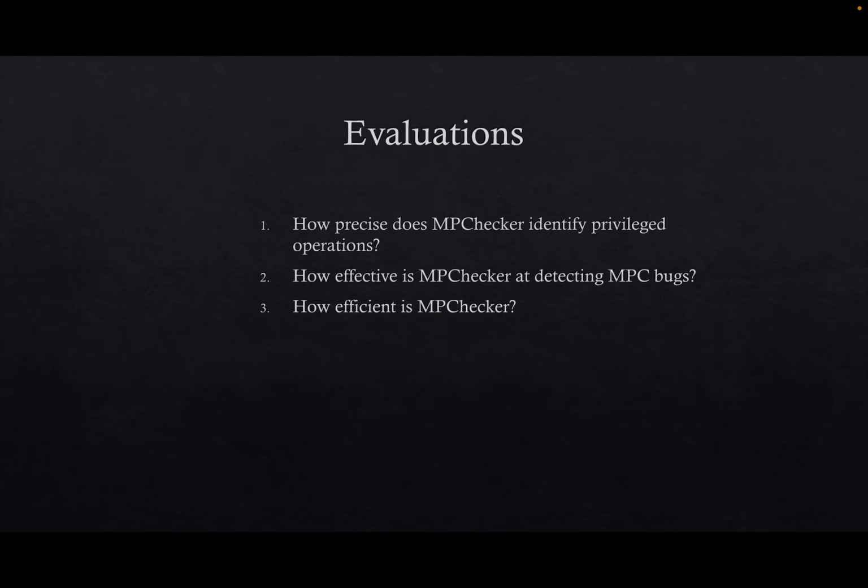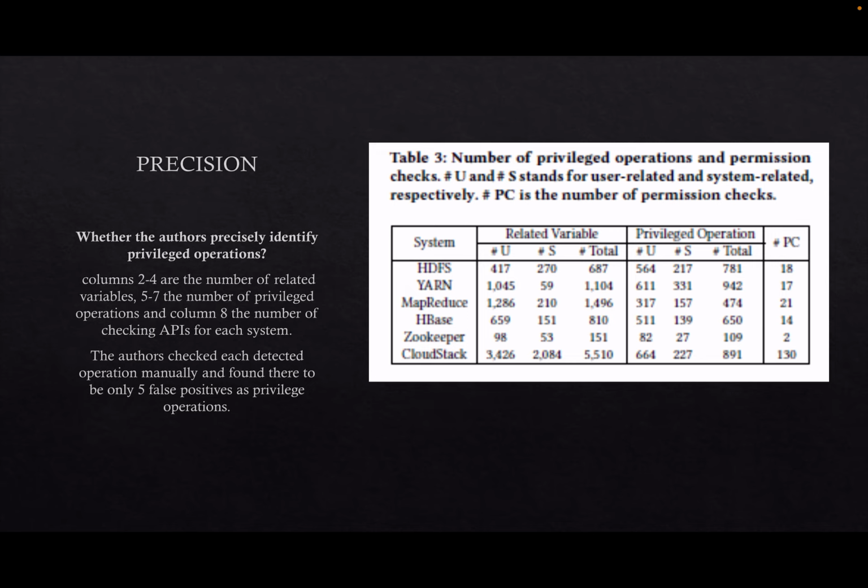So the evaluation answers the following research questions. The first one is, how precisely does MPC checker identify privileged operations? What is the effectiveness at detecting these bugs and how efficient is it? Let's talk about precision, that is, whether the authors precisely identify the privileged operations or not.